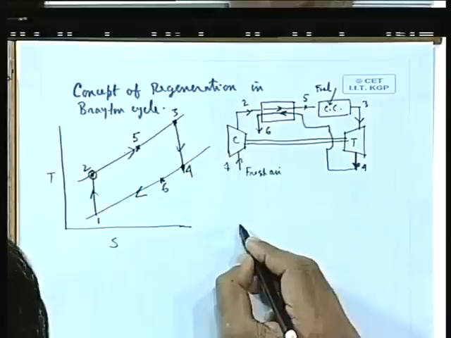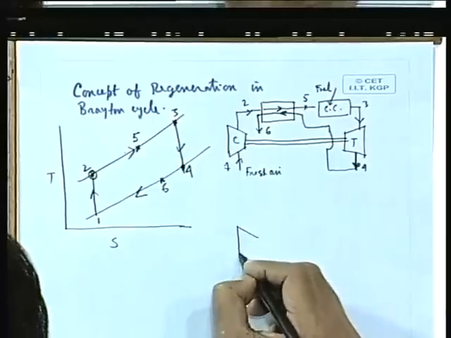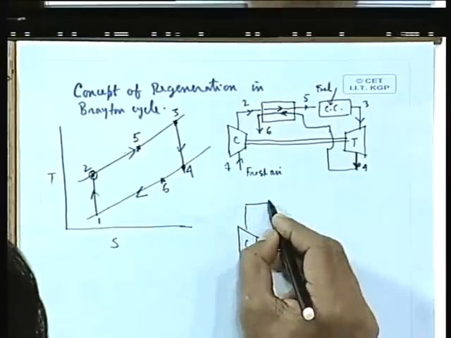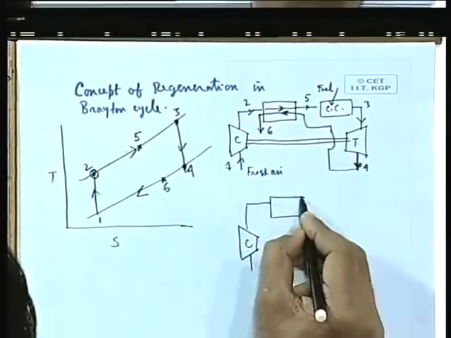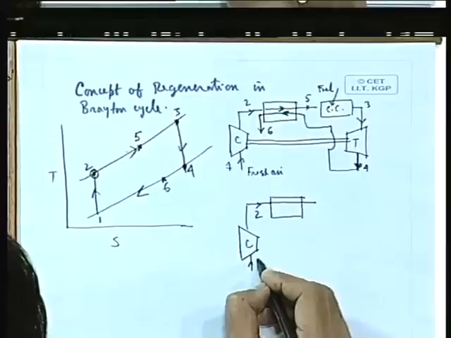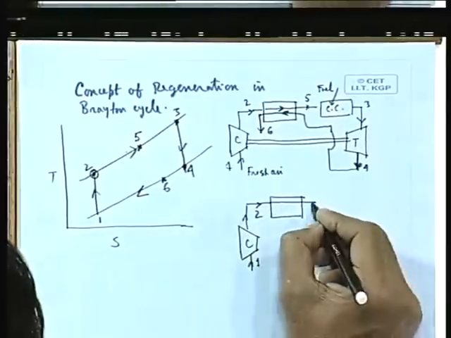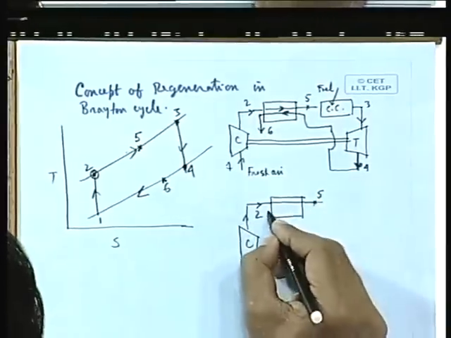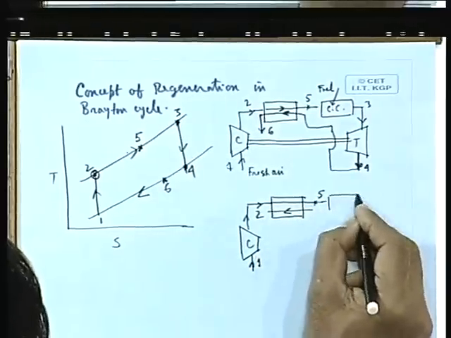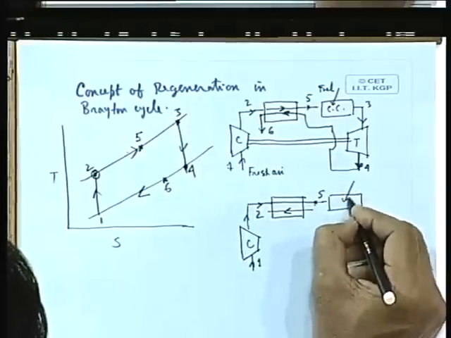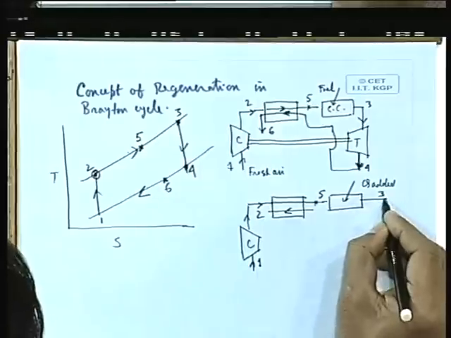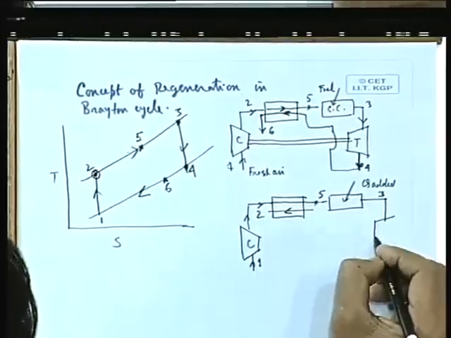The counterpart diagram for a closed cycle will be like this, where this part will remain the same. That means the air is heated from state 2, this is the state 1, okay, to this point 5 by the incoming air from the turbine. Here only it is heated from an external heat source, you understand, which raises the temperature to 3. Then it goes to the turbine.